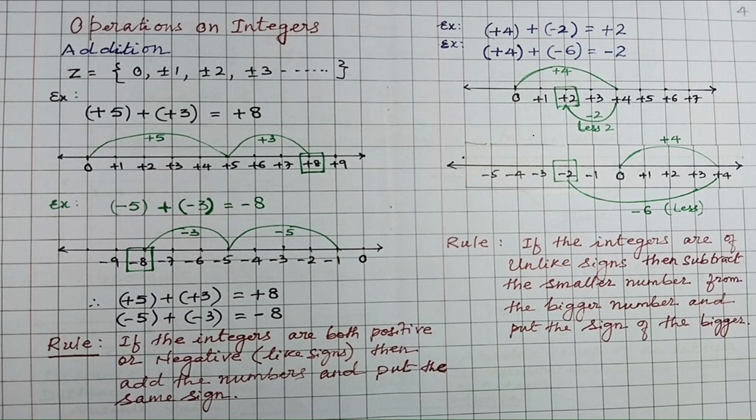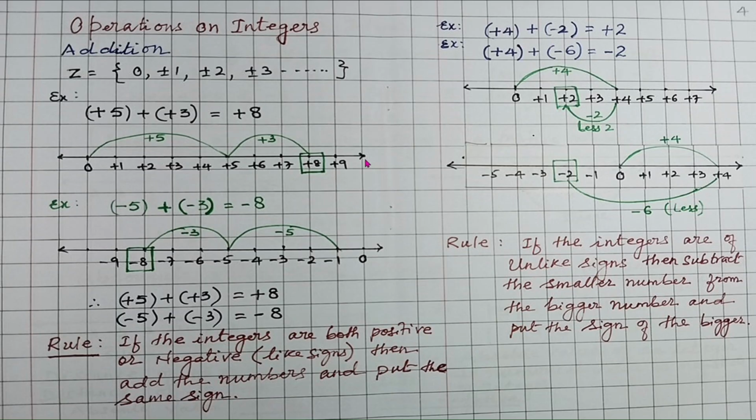Operations on integers. Now when I say operations on integers, that means we have to discuss addition, subtraction, multiplication and division. So let us begin with addition. Already we know what addition is. Please remember what addition is. So for example, if I take two integers, plus 5 and plus 3, when I add plus 5 and plus 3, we get plus 8. That means the sum of two positive integers is always a positive integer.